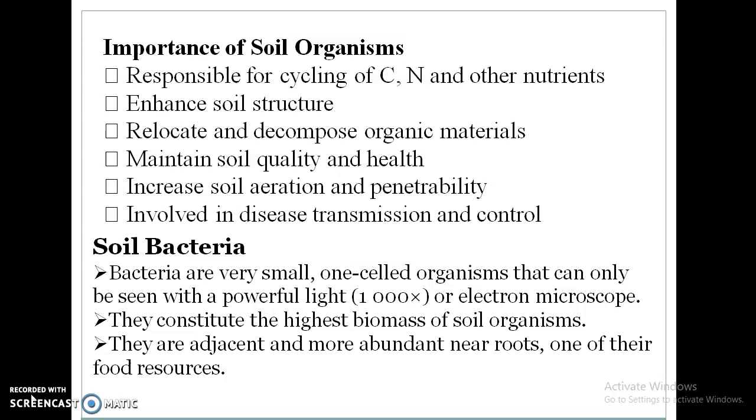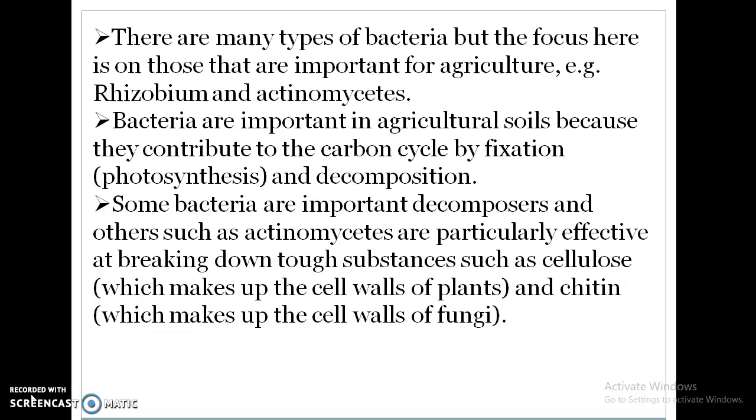The first group of microorganisms is the soil bacteria. Bacteria are a group of microorganisms which are very small and cannot be seen by the naked eye. They constitute the highest biomass of soil microorganisms because they are very small in size. They are more abundant near the roots, because root is one of their food resources. Majority are heterotrophs. Also, there are many types of bacteria, but the focus here is on those that are important for agriculture. For example, Rhizobium and actinomycetes.